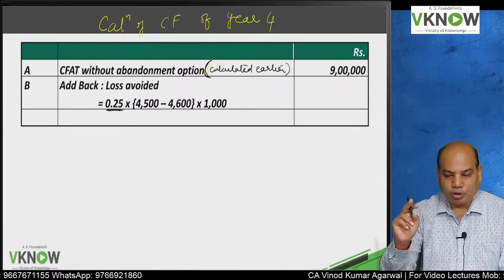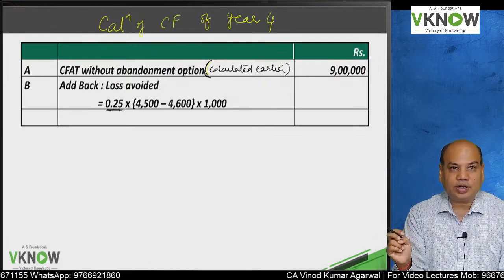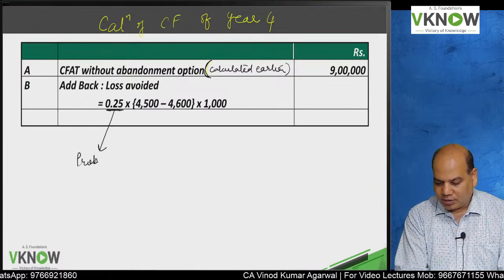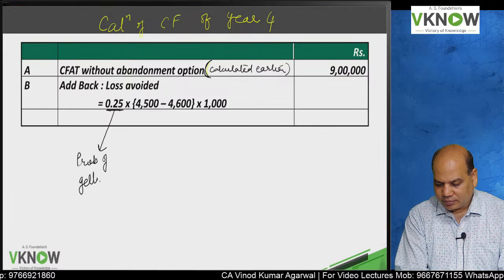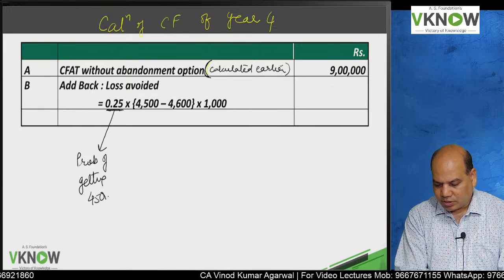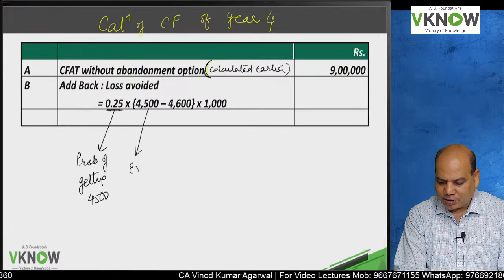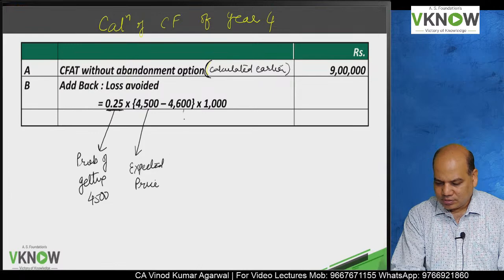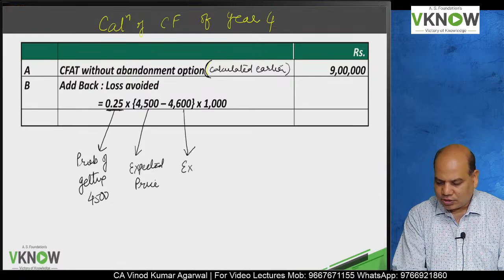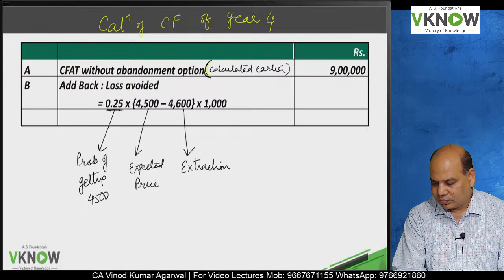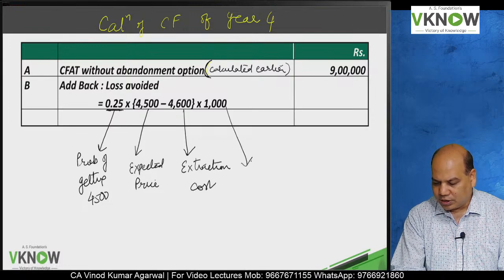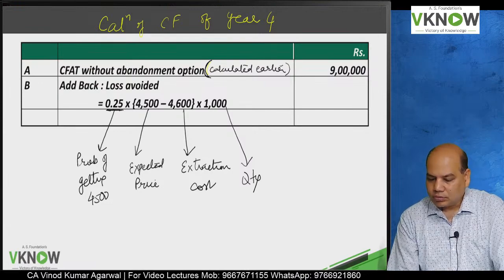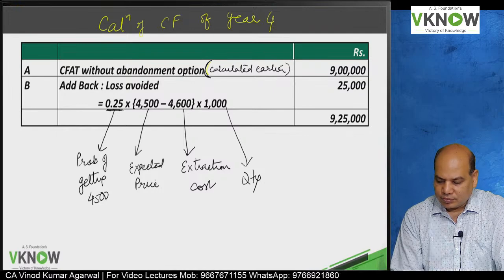Probability of getting 4,500 is 0.25. This is probability of getting 4,500. This is your expected price. This is your extraction cost, and this is your quantity. So what is the answer now? The answer is 25,000.